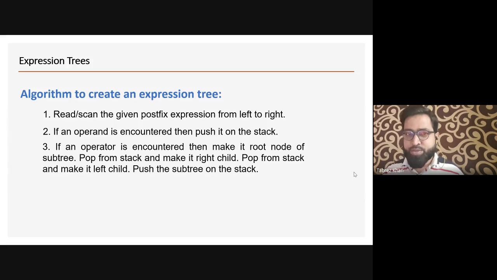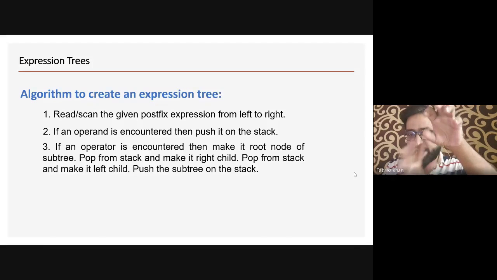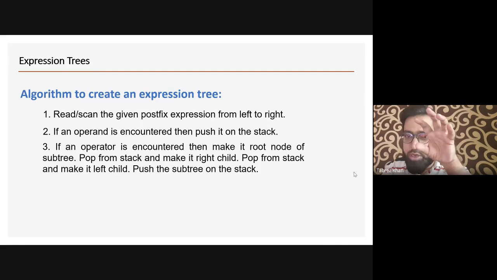Likewise, in the third step, if an operator is encountered, we create a node for this operator. That node becomes a root node. We make one pop operation. Whatever we pop, basically we pop a node from the stack, we make it as the right child. We perform one more pop. We make it as a left child of this root node. And then this subtree is pushed onto the stack. So it simply means that the pointer to the root of this subtree is pushed onto the stack. I repeat, from implementation point of view, it simply means that the pointer to the root node of this subtree is pushed onto the stack.